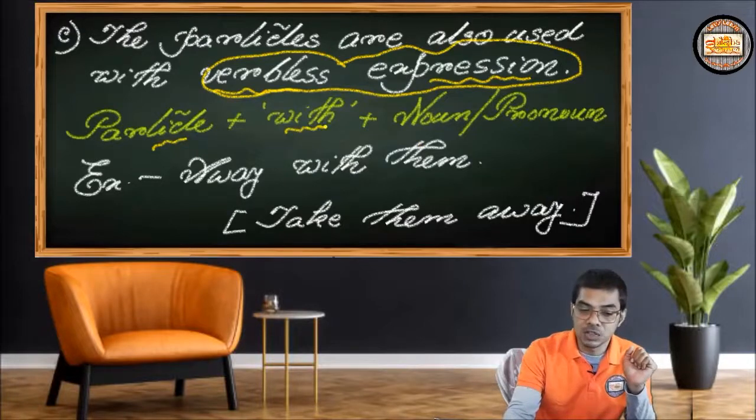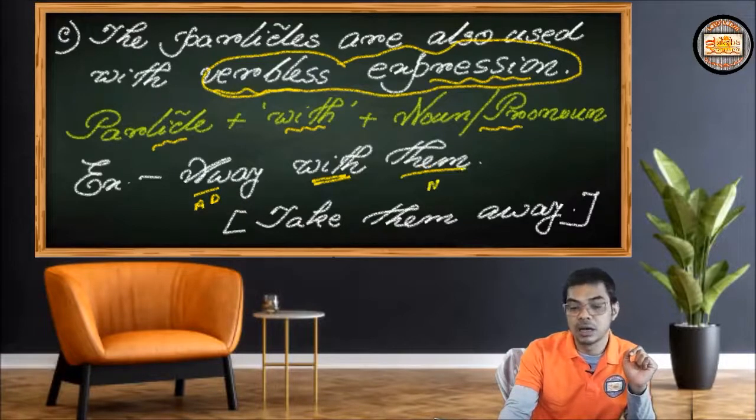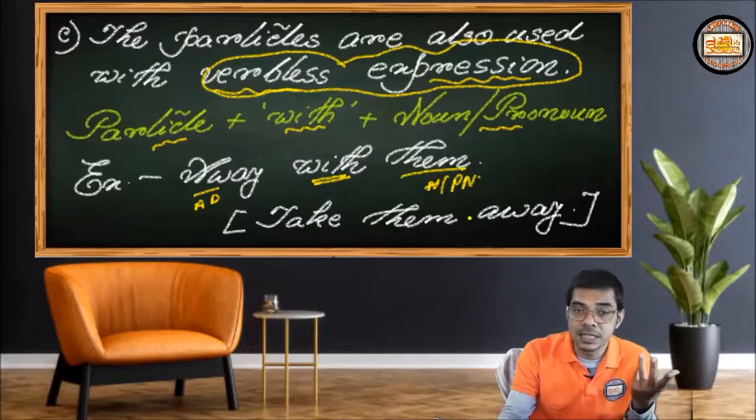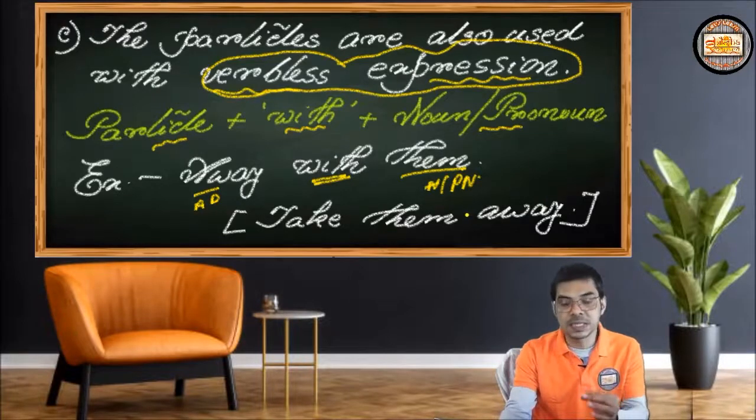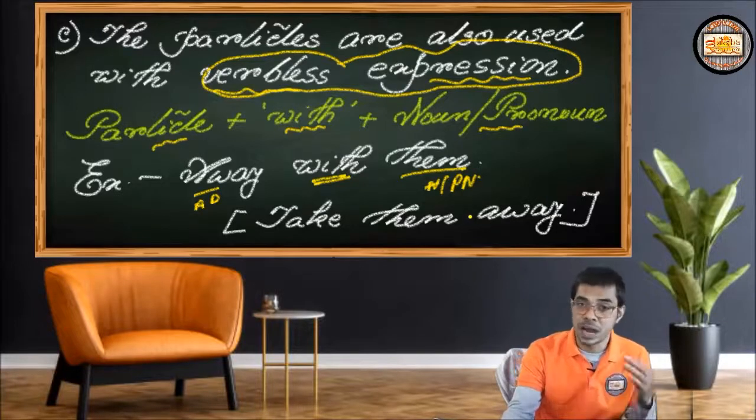How does it go? Particle, then comes with, then noun or pronoun. So how do we do this? Away with them. Away with them. Look, away, adverbial particle, then comes with, and then the noun or the pronoun. That means here the pronoun, them. So this is the sentence. But what does it mean? It means take them away. Away with them means take them away. So this is how we may use a verbless expression for exclamatory sentences with adverbial particles at the frontal position, and that's it. That's the discussion regarding our construction that involves adverbial particles. That's how we can use adverbial particles in our sentences.